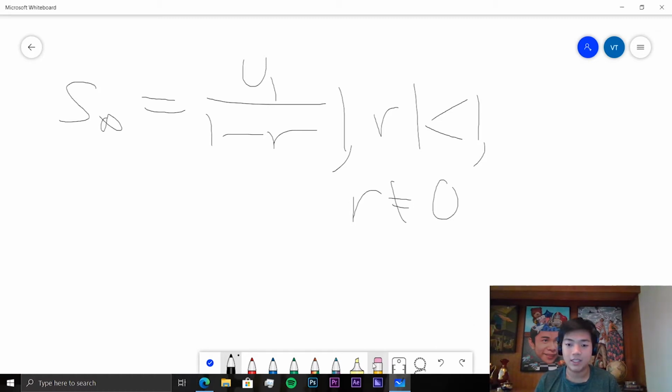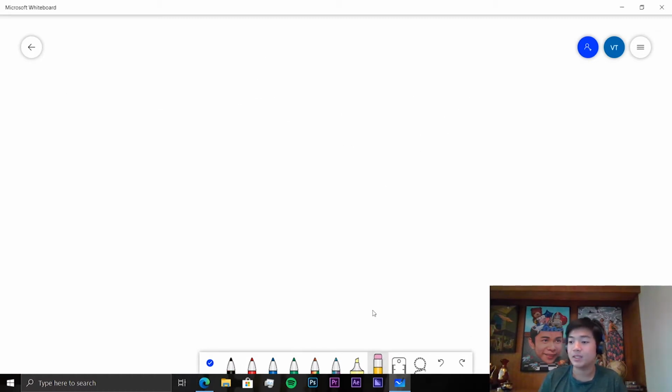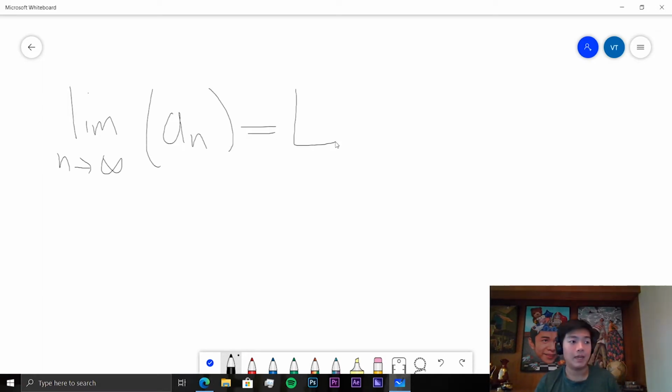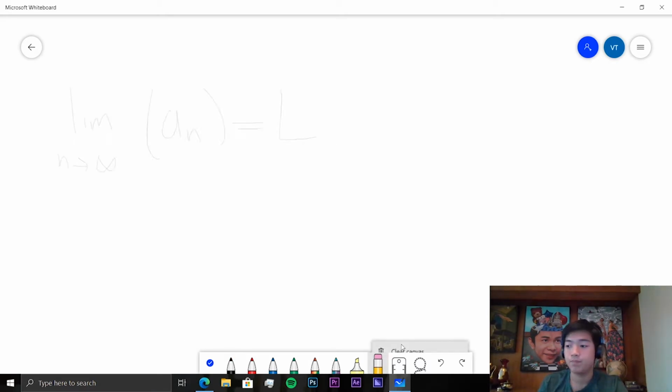In a more general sense, if we have some sequence where the limit as n tends to infinity of the nth term is equal to some number, if we can actually resolve it, then we can say the sequence converges. Otherwise, we can say it diverges. So yeah, that's pretty much it. And so now we can jump into some questions. I will be doing the odd ones.